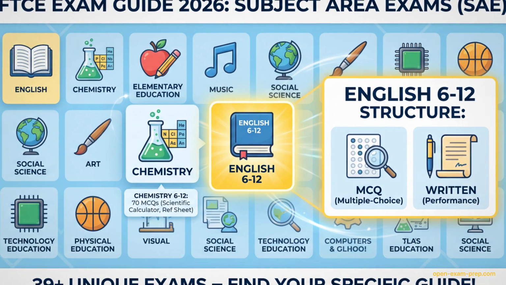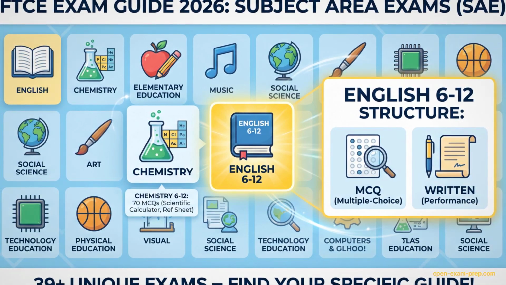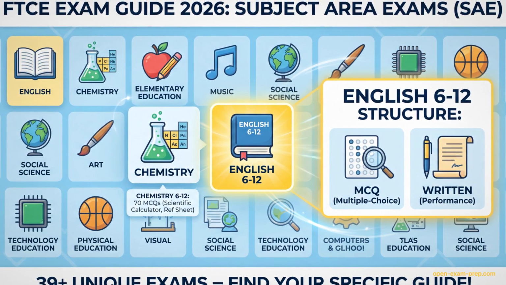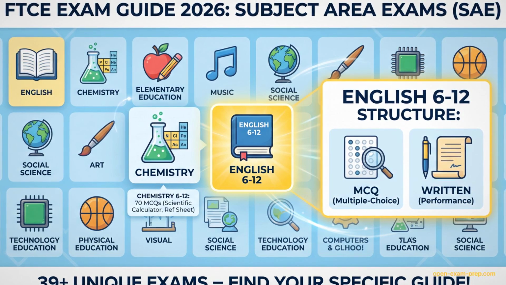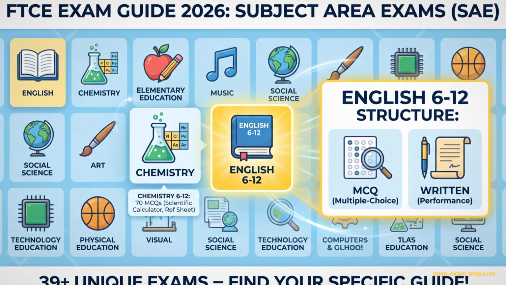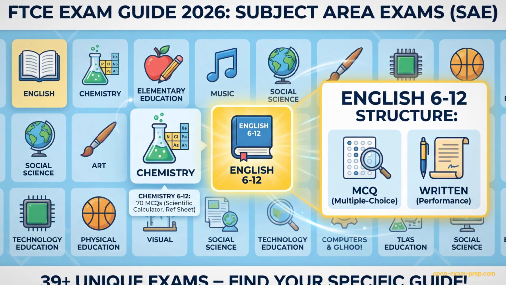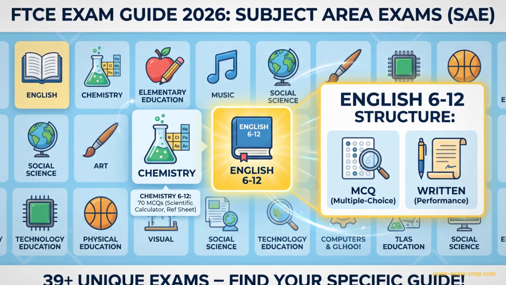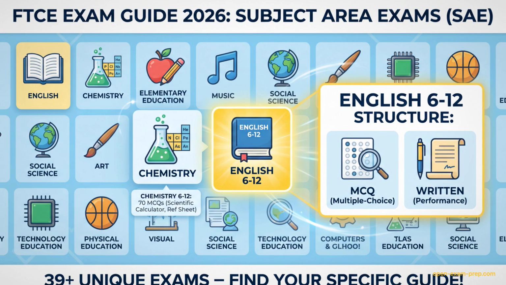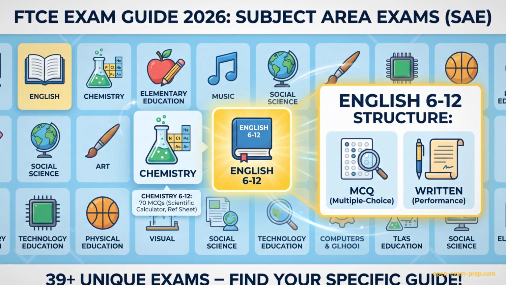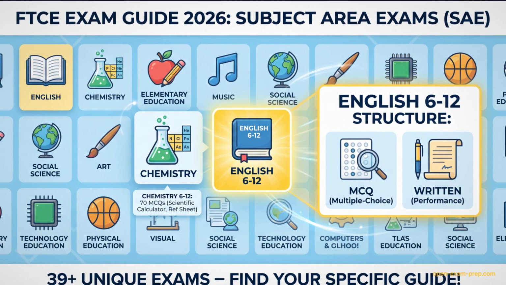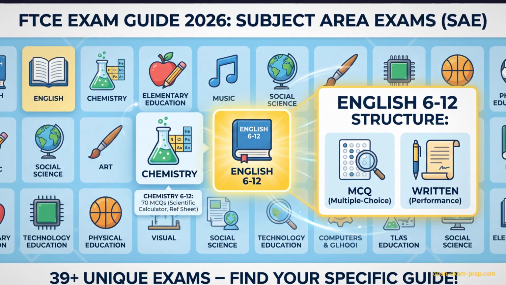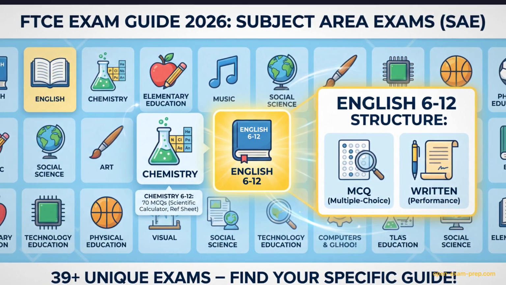The subject area examinations are your content gateways. With 39 different exams available, from chemistry to elementary education, you must identify the exact test for your certification field. These exams vary widely in format. For instance, English 6 to 12 has both multiple choice and written sections, while Chemistry 6 to 12 provides a calculator and periodic table. Your first step should always be to find your test code and download its official test information guide. This document outlines the specific competencies you need to master.